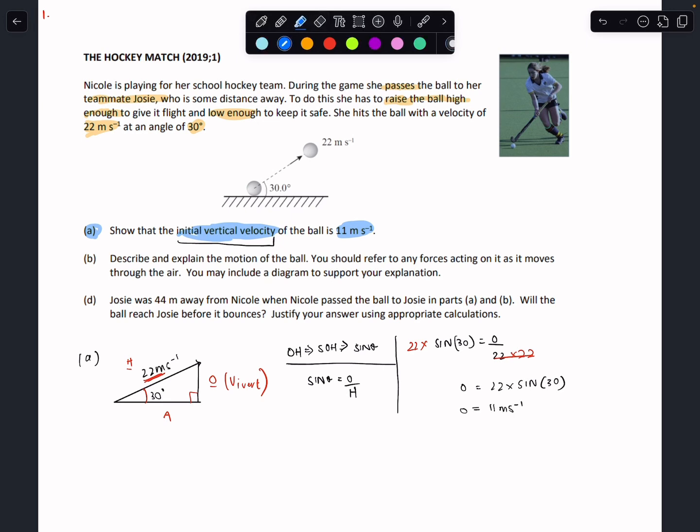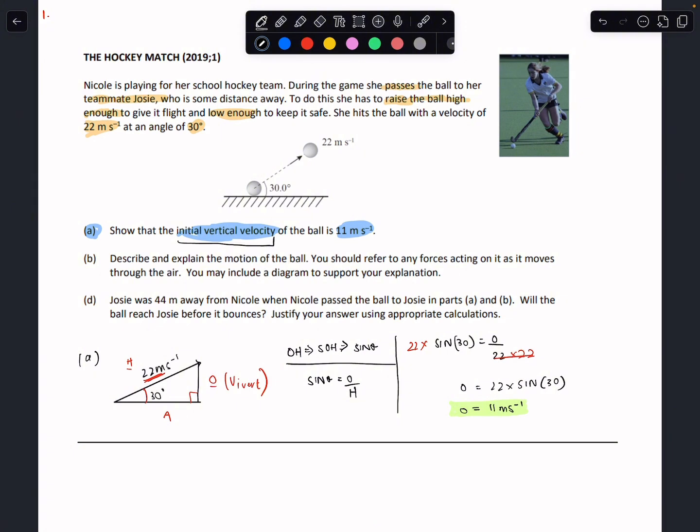It's really important to show your working, especially when you're already given the answer, okay? You just have to prove that you know how to work it out. So make sure to be clear. So that's that. Moving on to the next question, we have B. Describe and explain the motion of the ball. You should refer to any forces acting on it as it moves through the air. You may include a diagram to support your explanation.